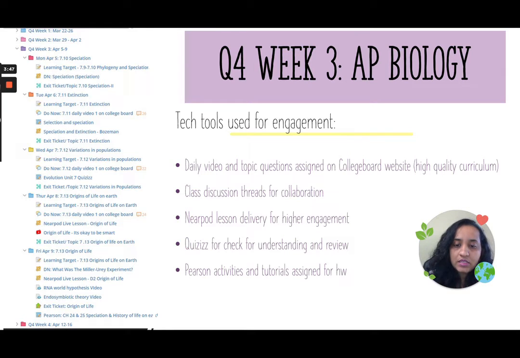Finally, some of the lessons would include quizzes, especially after we complete the entire topic. Quizzes allow me a deeper check for understanding. Plus, they allow students to redo them and use them to review and practice the topics, the vocabulary words especially. For my AP class, I also like to use Pearson activities and tutorials so students can work at their own pace and practice the topic better.